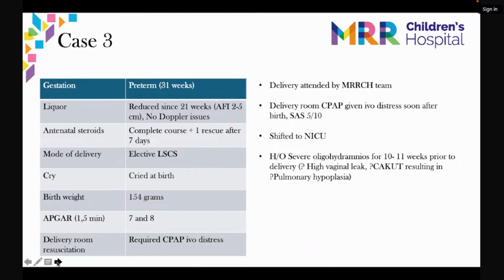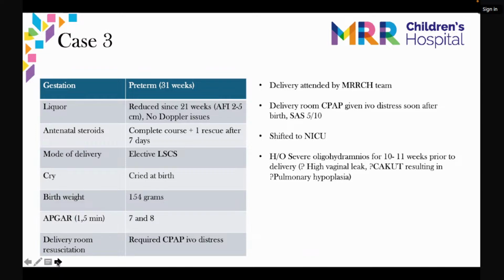The last case, which we'll just quickly go through, was a preterm delivered at 31 weeks of gestation, who had oligohydramnios right from 20 weeks of gestation with AFIs of around 2 to 5 in different scans. The mother had received a complete course of antenatal steroids and a rescue after 7 days of the initial course. Baby was delivered by an elective LSCS, cried after birth, but developed distress soon after.